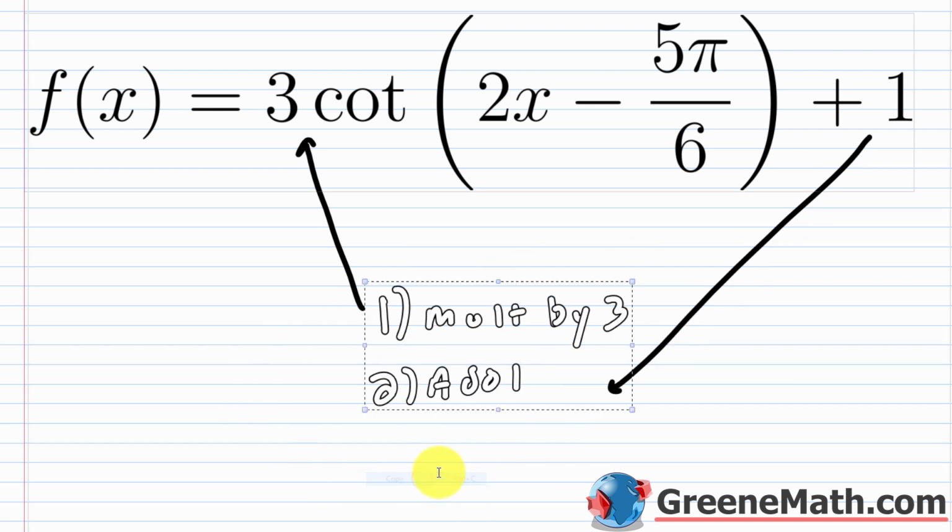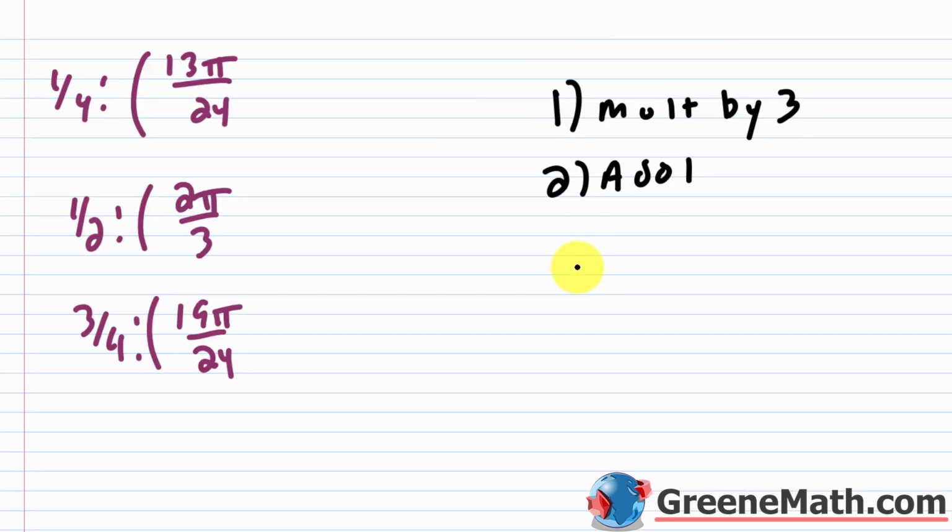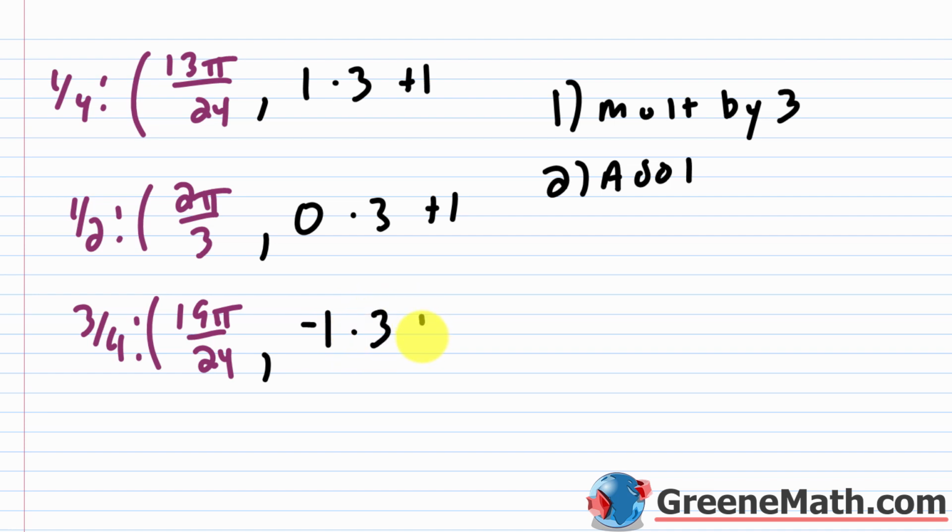So let's grab this and come back down here. So just remember your basic points, and you're taking the y values. So for this one, it's going to be 1, and then you're just going through this, so times 3, and then plus 1. Here it would be 0, and then again, you'd go times 3, and then plus 1. Here it would be negative 1, so then times 3, and then plus 1.